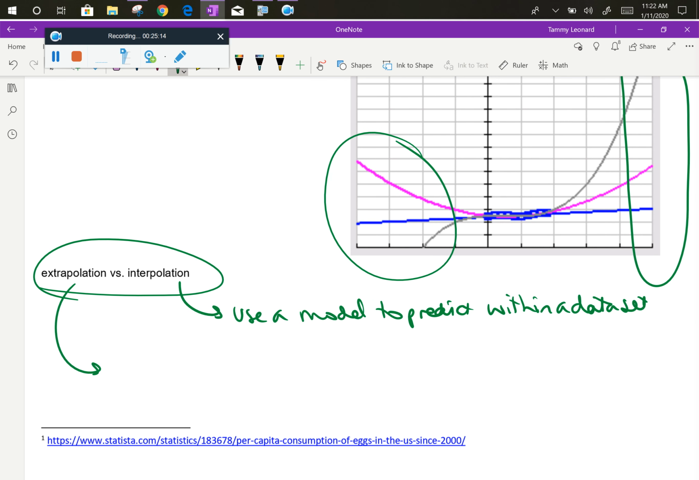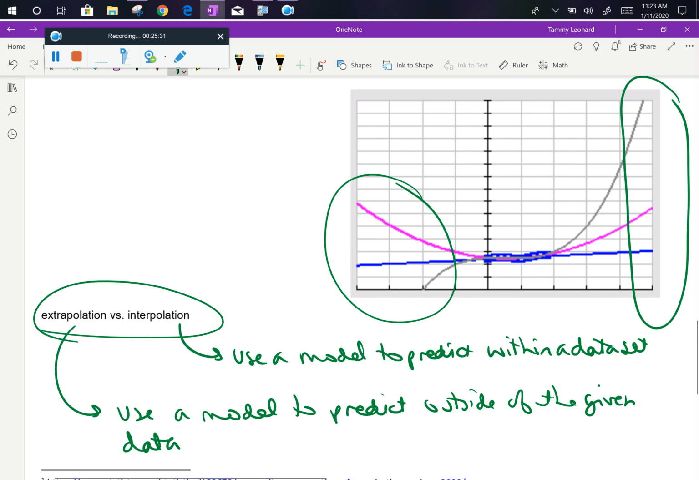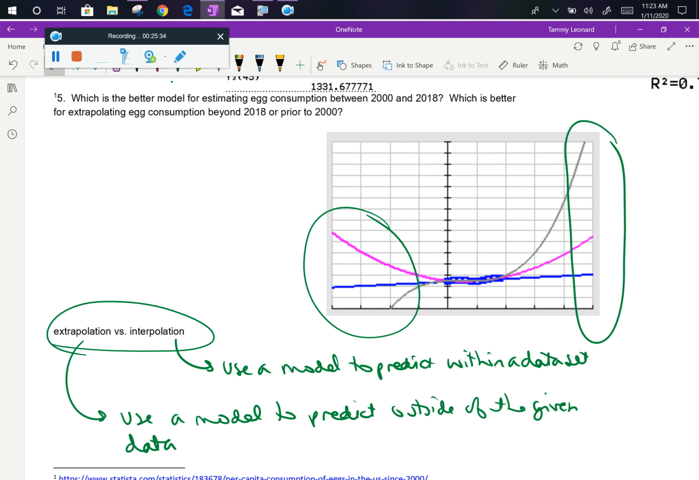So that's when extrapolation comes into play. With extrapolation, you use a model to predict outside of the given data. So what we see is when we're trying to determine what's the best model to make a reasonable estimate about what's going to happen, we have a different problem-solving process for interpolation versus extrapolation. With interpolation, we're going to rely on the correlation coefficient.